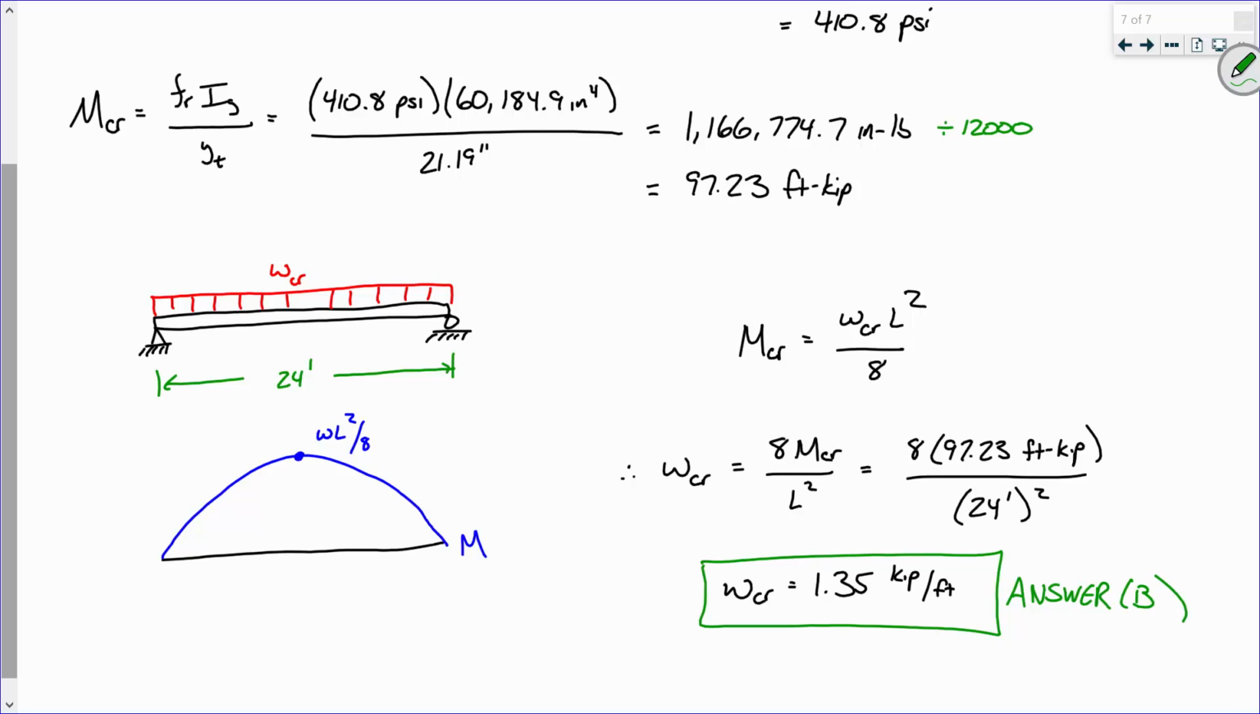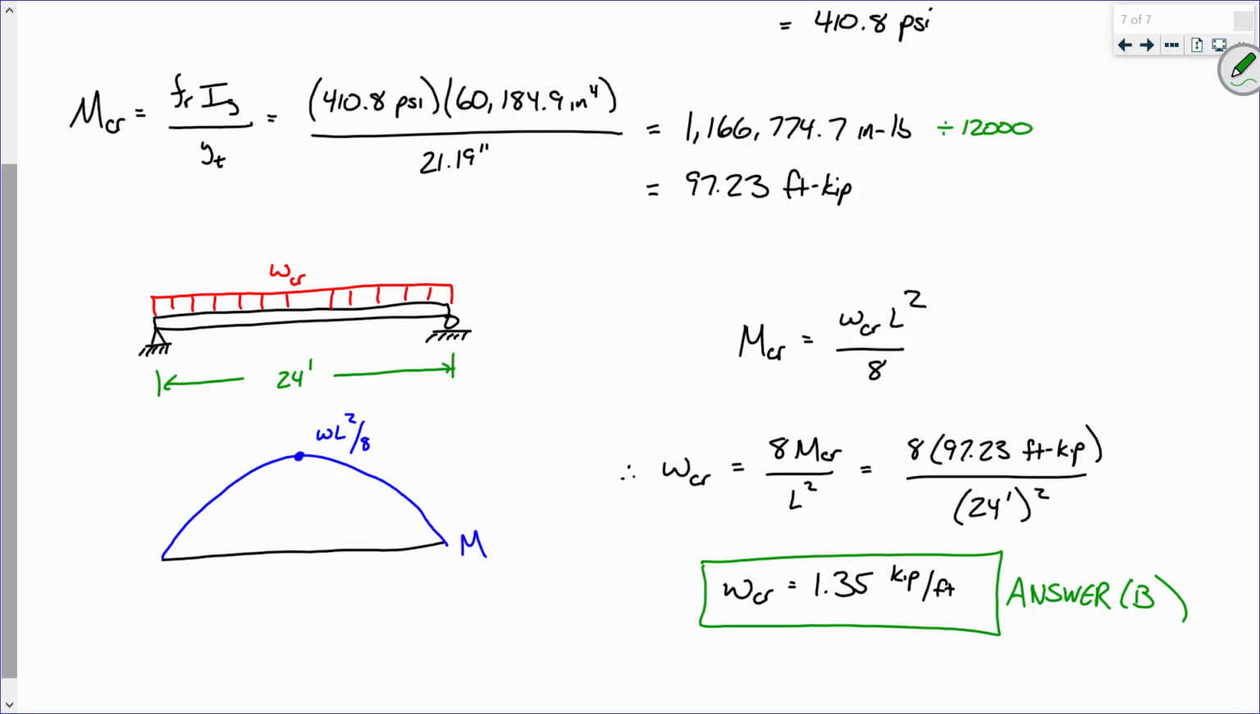Now, does that make sense? Everybody okay with that? Now, this is going to sound a little strange, but let me ask it to you in this fashion. So this beam will crack if it is subjected to 1.35 kips per foot. Does that mean that I can literally place 1.35 kips per foot on the beam before it cracks? No. Why? Exactly. There's already load on it. There's a self-weight on it, right?